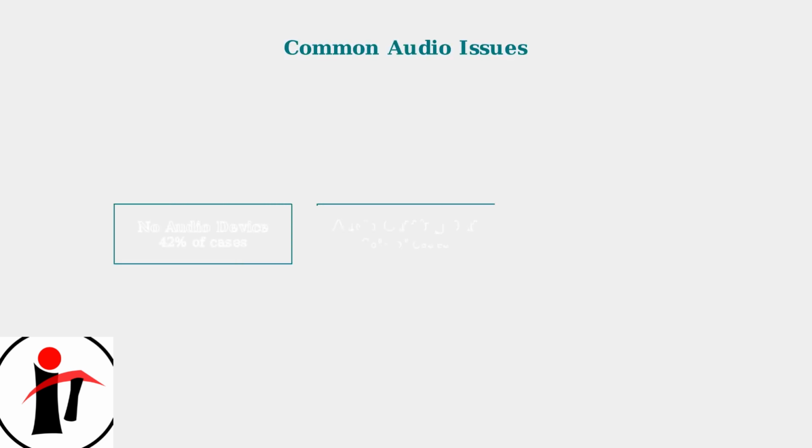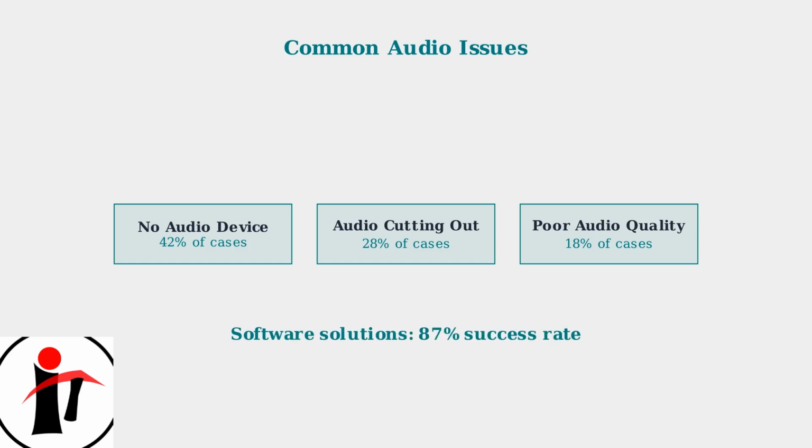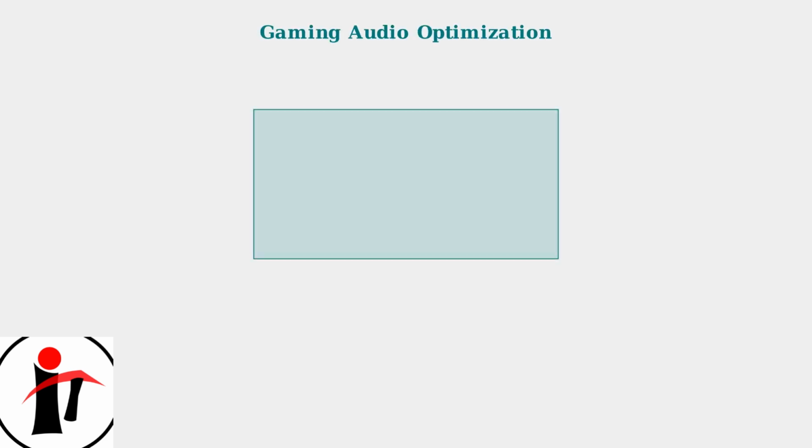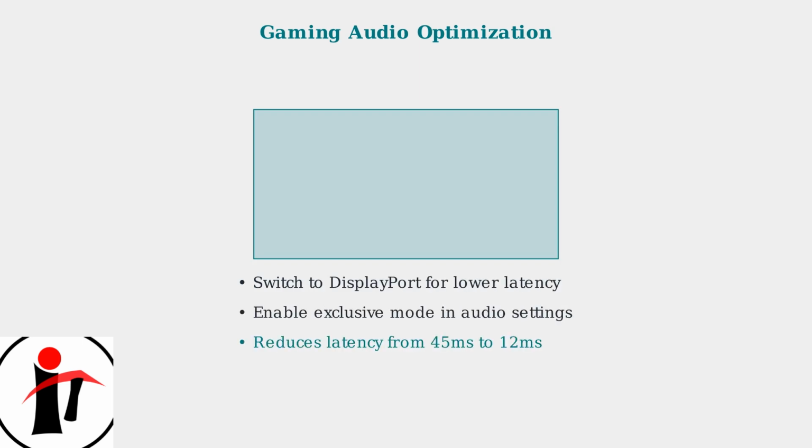Common audio issues include no device detected, intermittent audio cutting out, and poor audio quality. Software-based solutions have an 87% success rate. For gaming, consider switching from HDMI to DisplayPort and enabling exclusive mode to reduce audio latency. DisplayPort often provides better performance for competitive gaming setups.